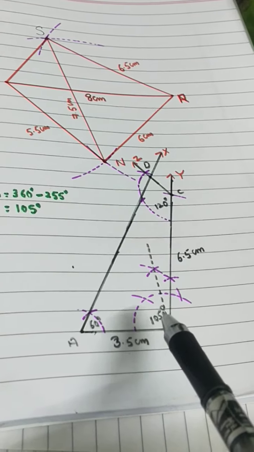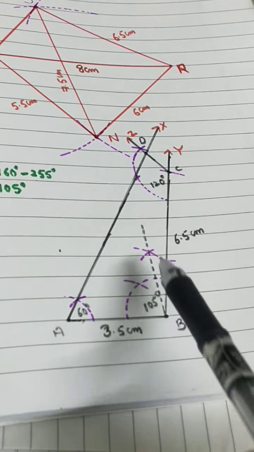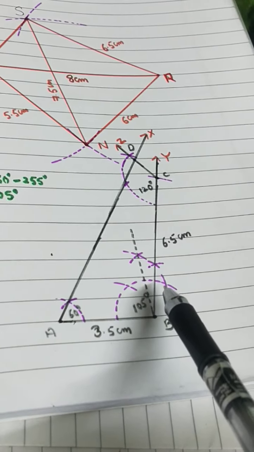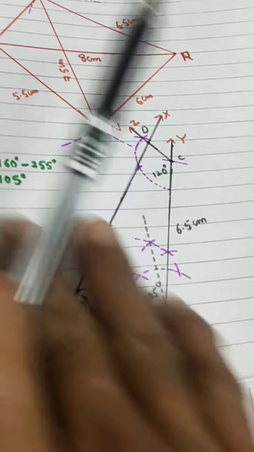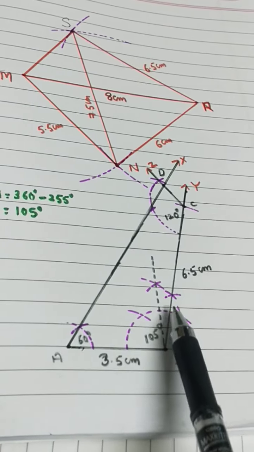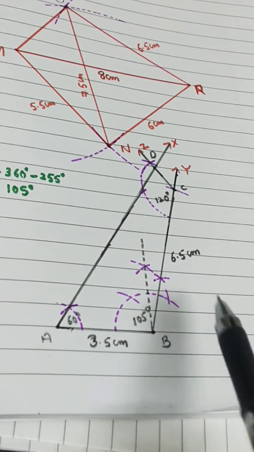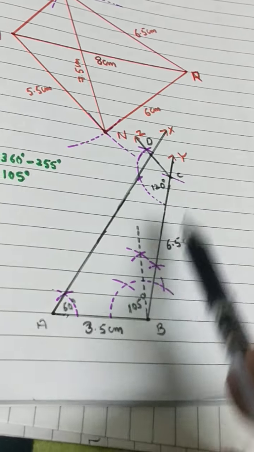So how can we construct an angle of 105 degree? First, make your angle 90 degree. After that, bisect the angle between 90 and 120. In the end, you will get angle 105 degree. So at B, draw angle ABY equal to 105 degree and cut off BC equal to 6.5 centimeter from this ray BY.